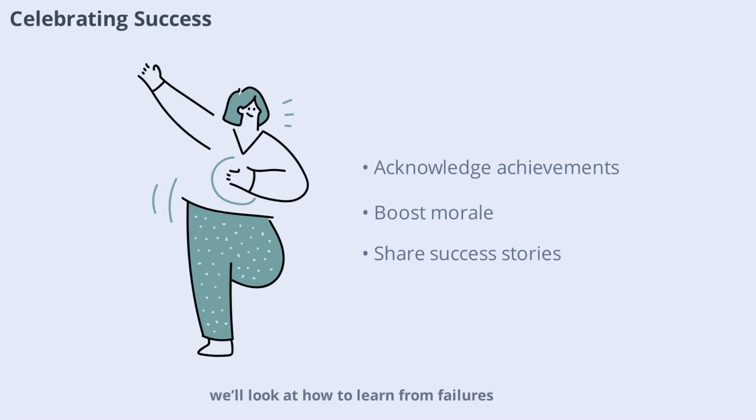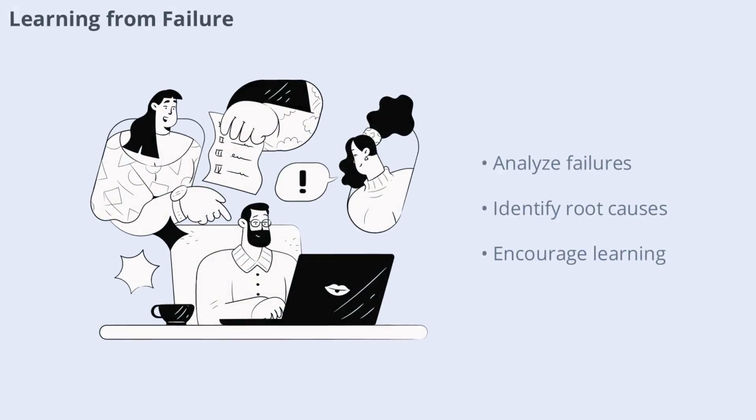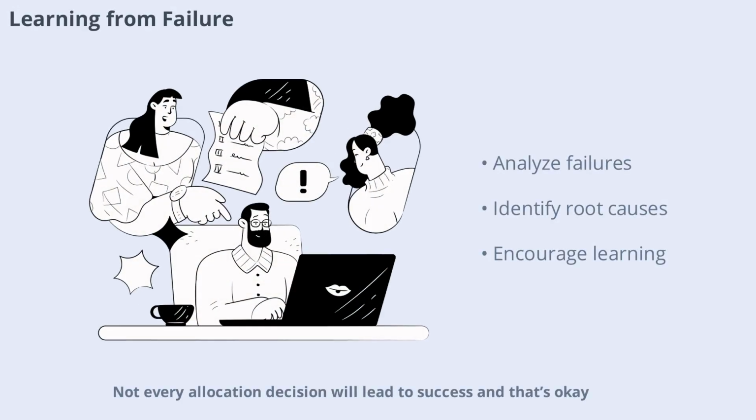Next, we'll look at how to learn from failure. Not every allocation decision will lead to success, and that's okay. The important thing is to learn from failures and use those lessons to improve future decisions. Encourage teams to analyze what went wrong, identify root causes, and share insights openly. This approach turns setbacks into opportunities for growth and innovation.